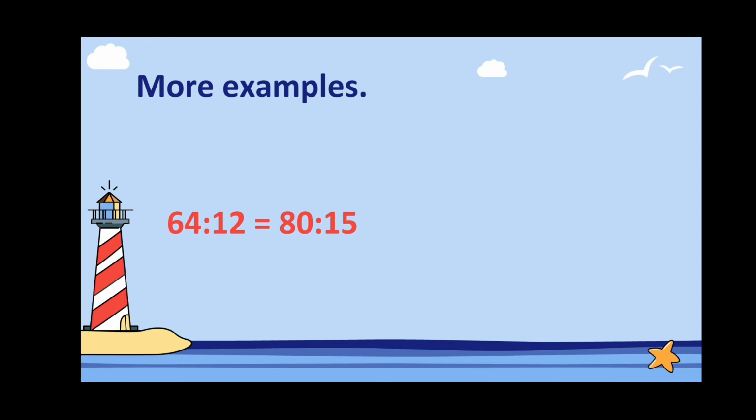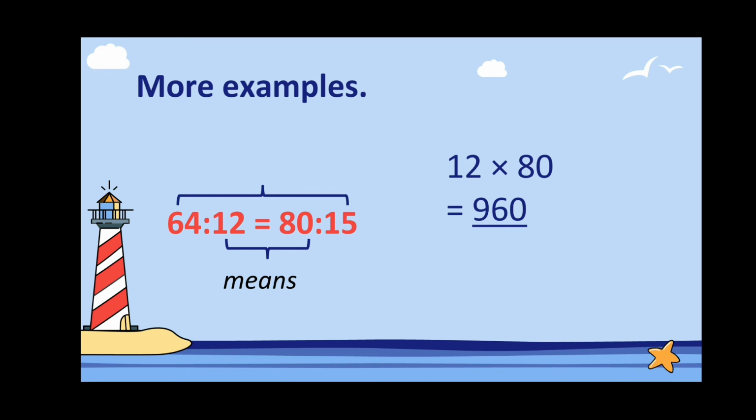64 to 12 is equal to 80 to 15. So, i-check natin kung equivalent ratios ba sila. So, let's multiply the means first. We have 12 times 80 equals 960. And then, let's multiply the extremes naman. So, we have 64 times 15, and it's equal to 960. So, dahil equal ang product ng means sa product ng extremes, therefore, the given ratios are equivalent or equal.